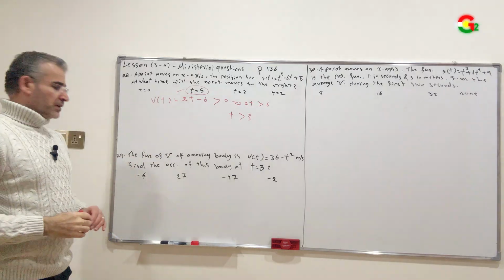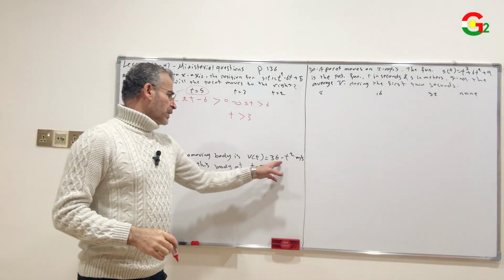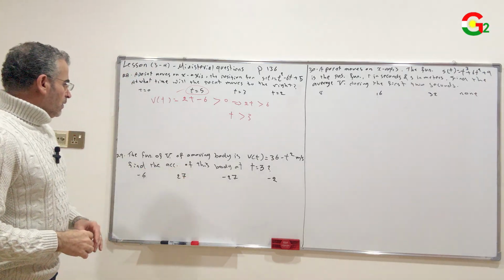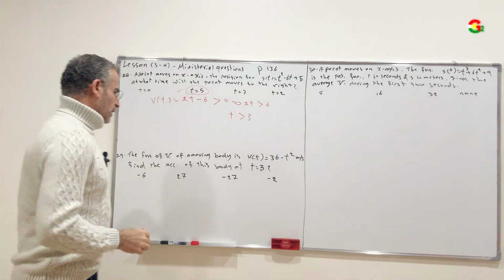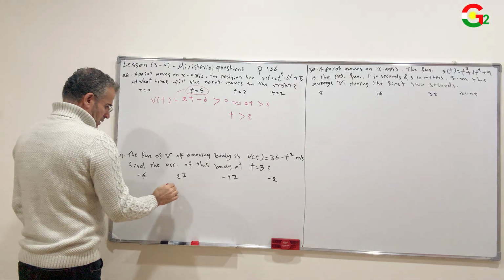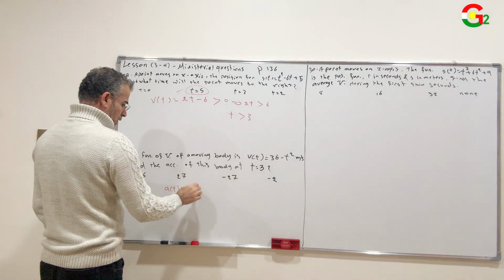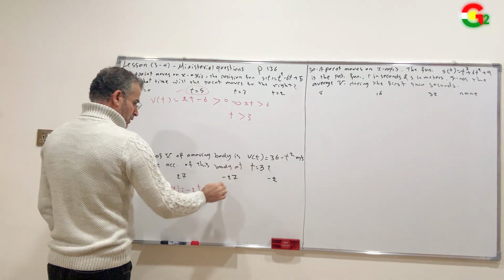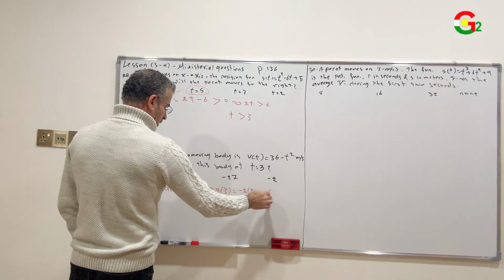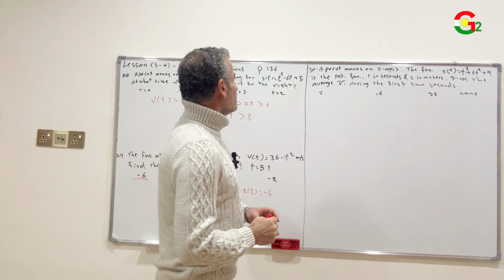Question number 29. The function of velocity of a moving body is v of t equals 36 minus t squared meters per second. Find the acceleration of this body at t equals 3. The acceleration function a of t is the derivative of the velocity function, negative 2t. At t equals 3, substitute every t with 3, negative 2 times 3 equal to negative 6. Choice A.